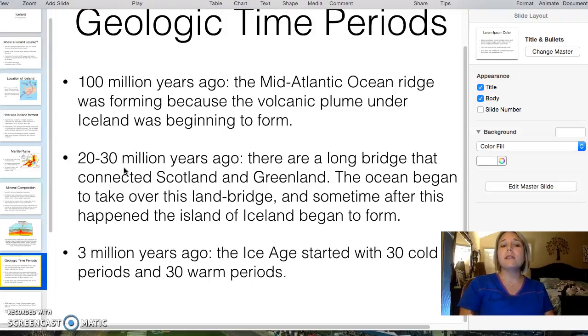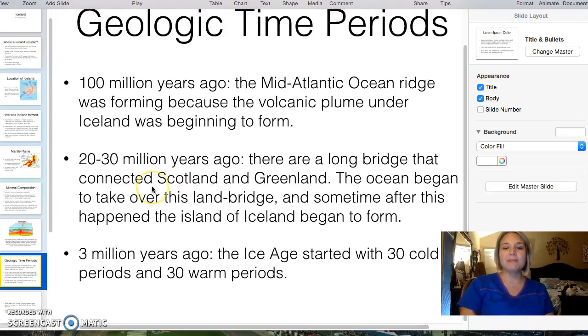This research indicated 20 to 30 million years ago. Other research I found said 16 to 18, so I think there's a little bit of difference of opinion there, but my research is documented, so you'll be able to see that.